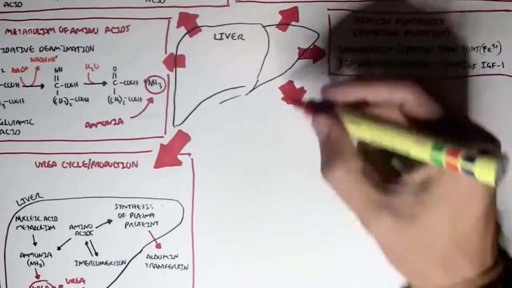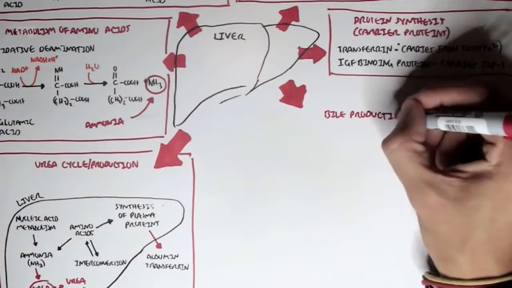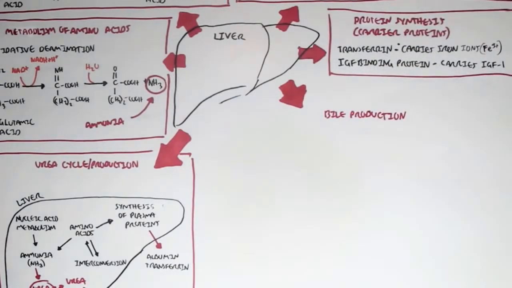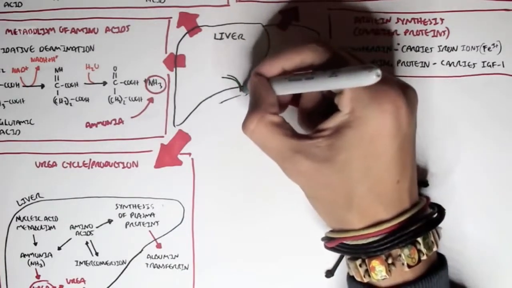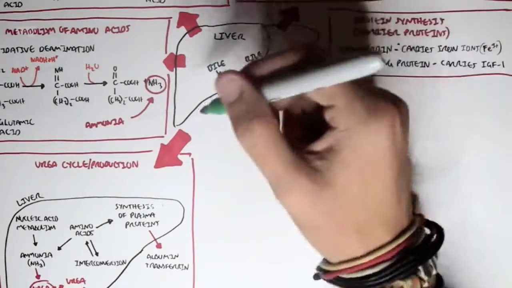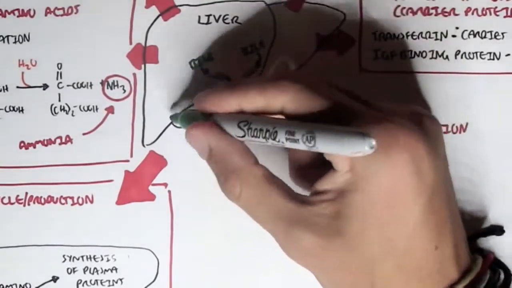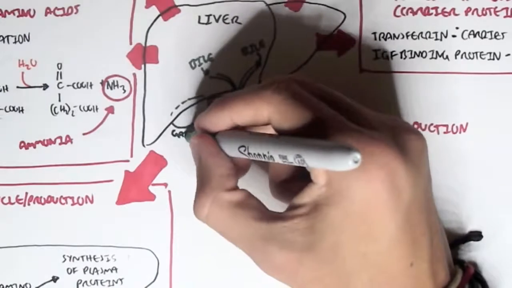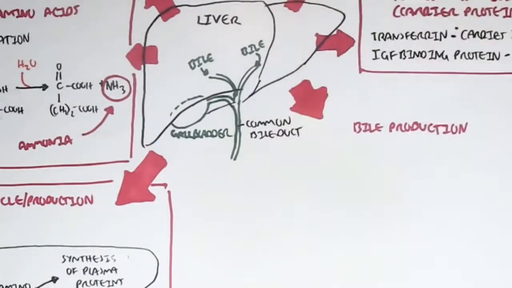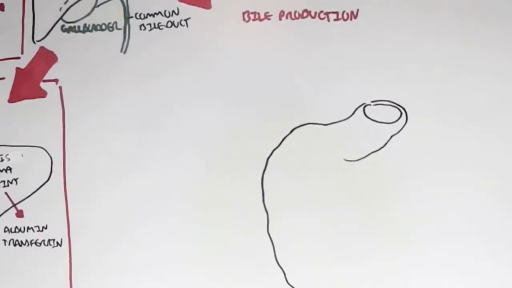Now, possibly one of the most important functions the liver has is the production of bile. So bile production. The liver actually produces bile and secretes the bile, where it gets stored in the gallbladder. The gallbladder is right underneath the liver and looks something like this. And then we have a common bile duct where the gallbladder can secrete out the bile into the intestines to help digest fats.